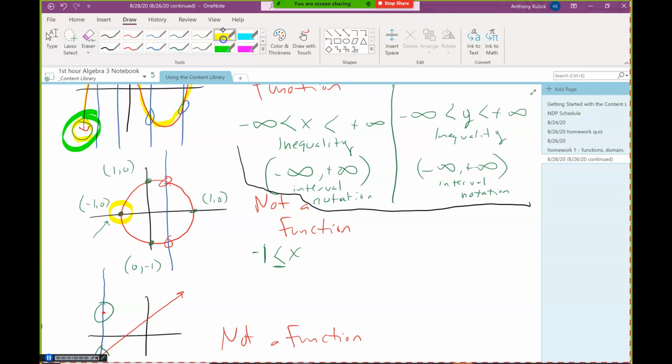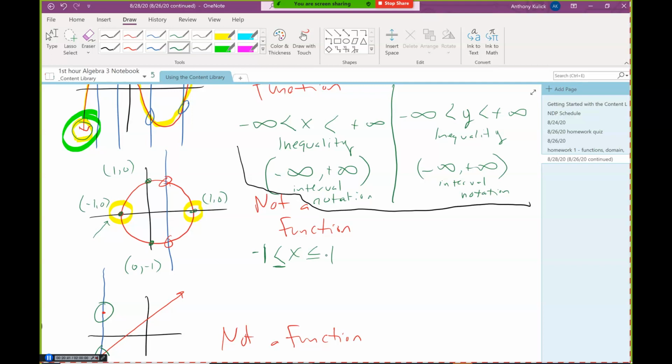What's the point that's farthest to the right? 1, 0. So the x-coordinate is the part I care about. So again, I can say then -1 is less than or equal to x, which is less than or equal to 1.